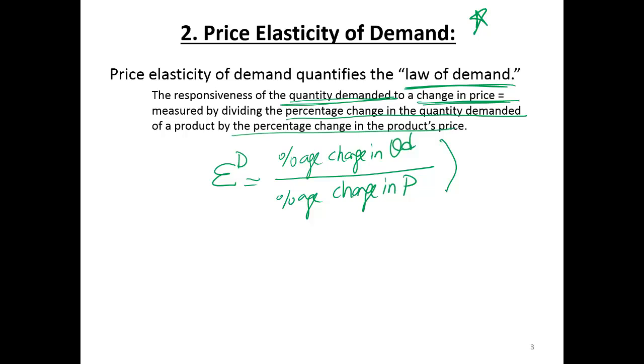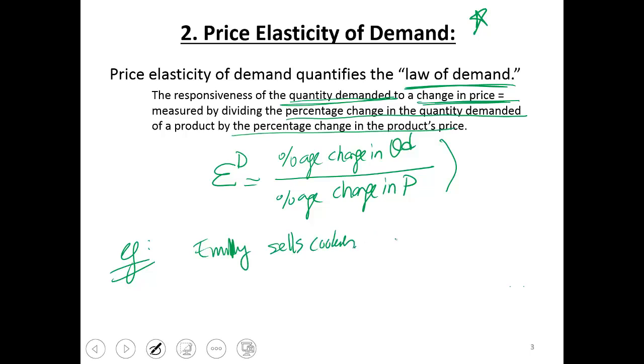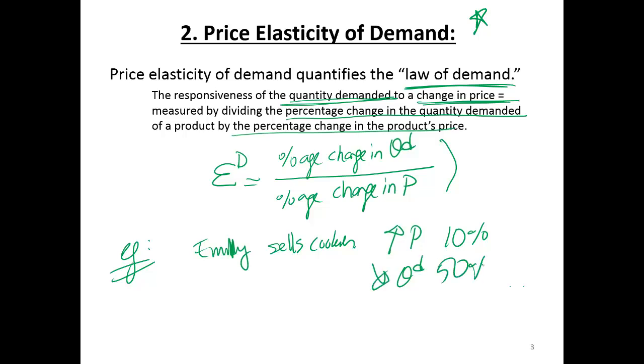Okay, so if I give you a question example, without any calculations, let's say, I'm just making it up, Emily with one L, Emily sells cookies. She increased the price by let's say 10%, and she experienced quantity demanded going down by 50%. Okay, what's the price elasticity of demand?